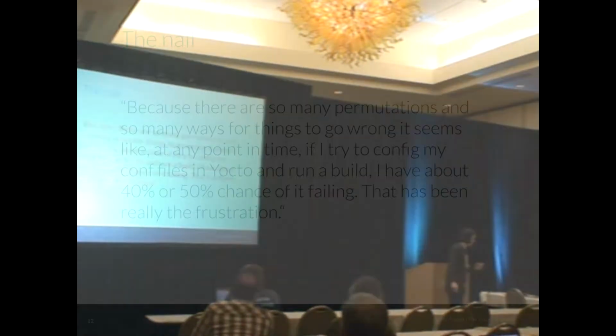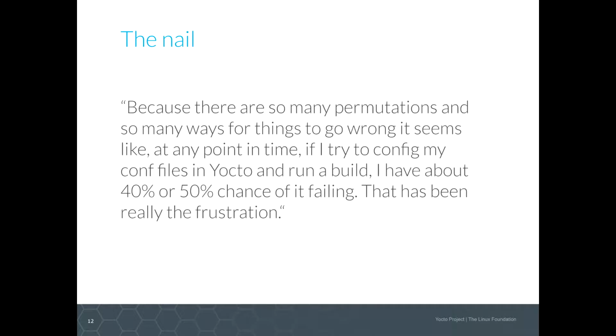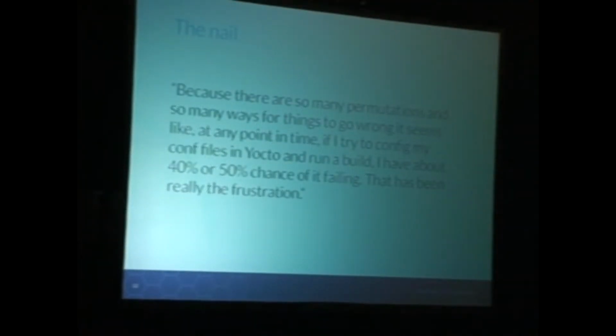Something like this. "It also seems like there are really way too many permutations of configurations, which is really the beauty of the project from the beginning. But because there are so many permutations and so many ways for things to go wrong, it seems like at any point in time, if I try to configure my conf files in Yocto and run a build, I have about a 50, or more like 40 or 50% chance of it failing. So that's really just been the frustration. But once it's up, the hardware works. It's pretty impressive, actually. So there you go."